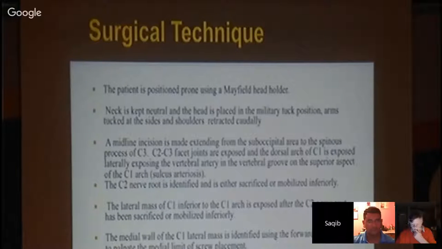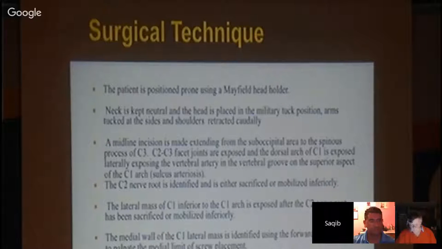So you can push it down, and the way to push it down is to put a little bit of gel foam or sponge stand or Surgicel or whatever you have, and then put a patty on it, retract it down, and then if it's not too thick and if there is distance there, you can get away with it.